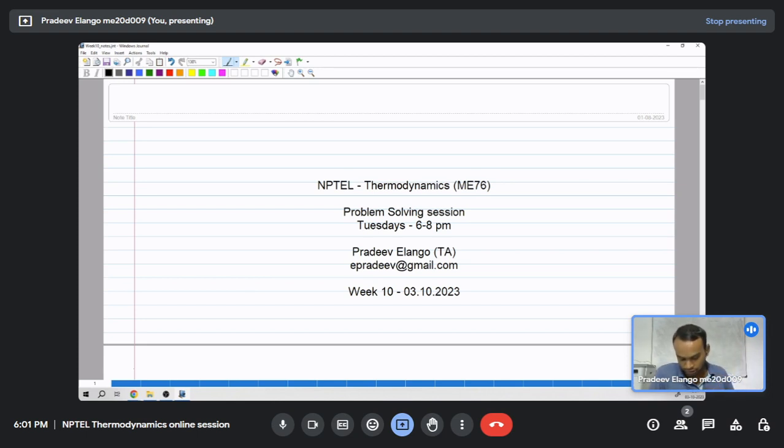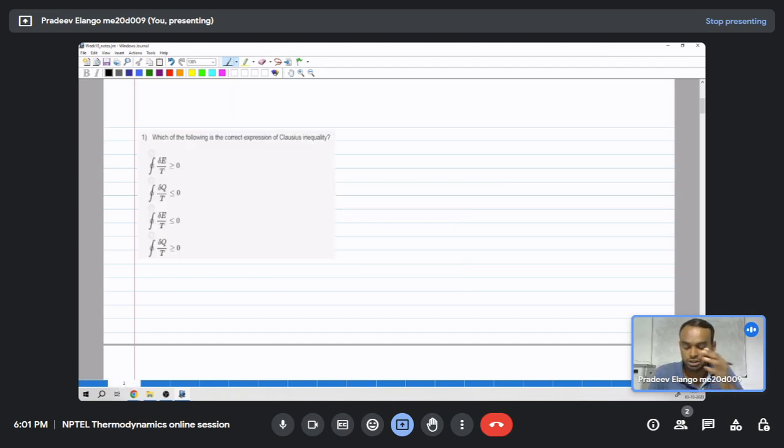So today I have some problems from the assignment of week 9, and then I have some problems related to entropy and heat engine, refrigeration cycle and so on. So the first problem is, which of the following is the correct expression for Clausius inequality? So we know it is the cyclic integral of del Q by T should be less than or equal to 0. So that is option B.